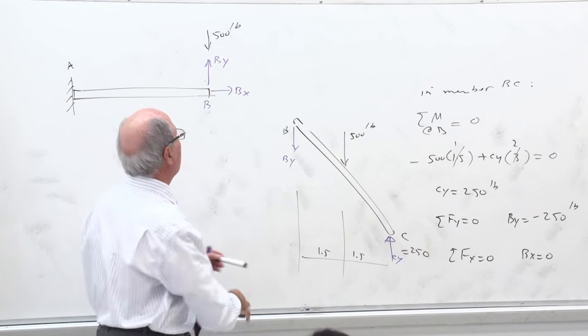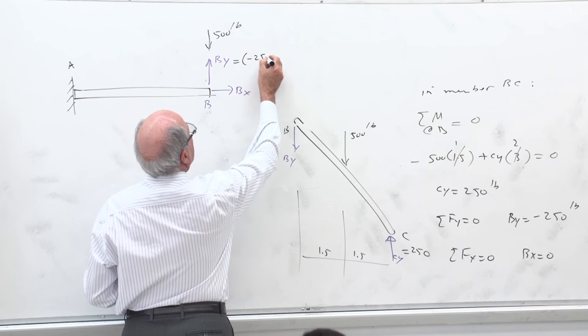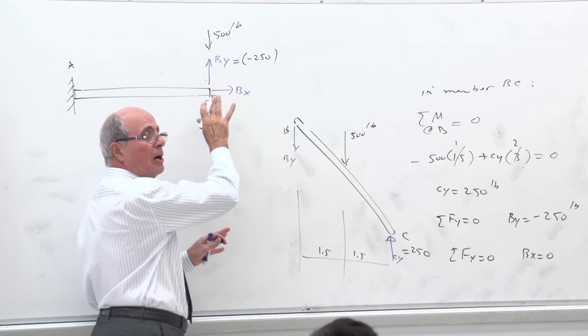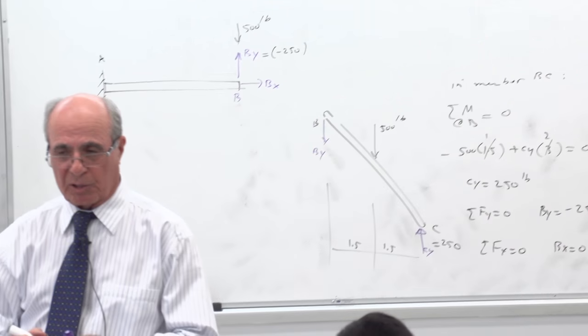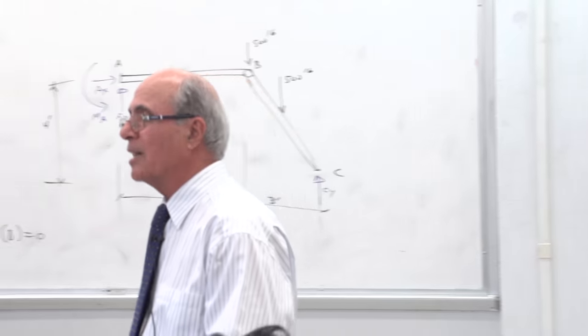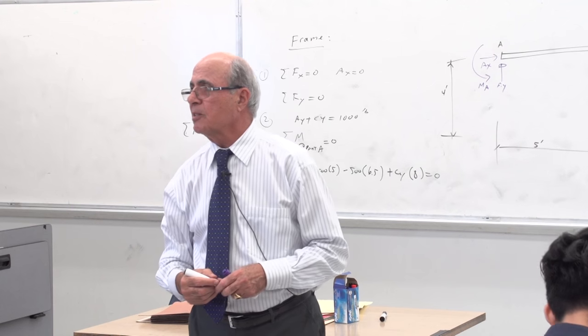Everybody, or the value of that one. So please write it down. The value of that one is minus. This is the best because you already committed to that, so you don't want to go and change it. This happened in your trusses as well. The value of that one is minus 250. Is that correct or not?